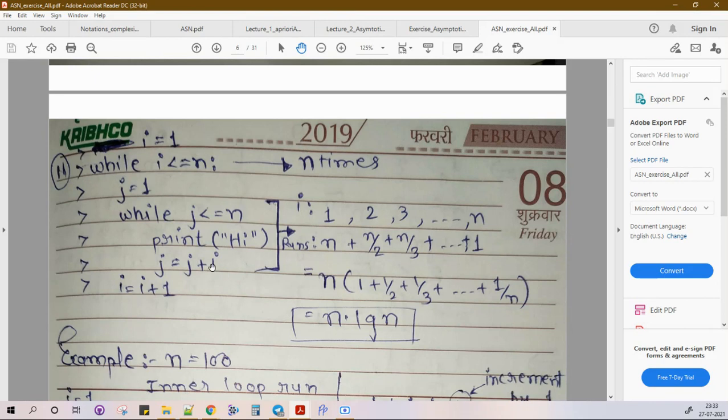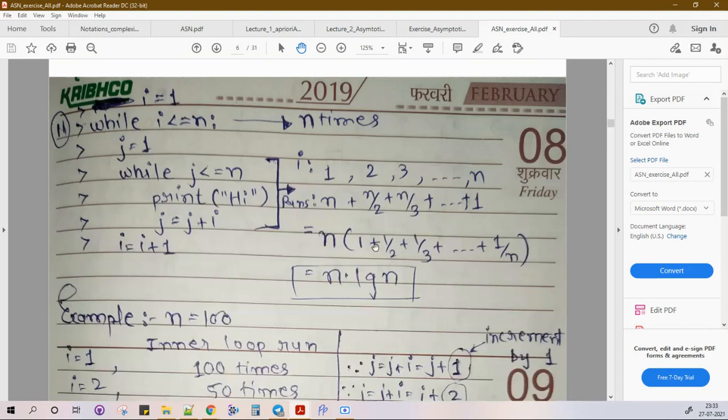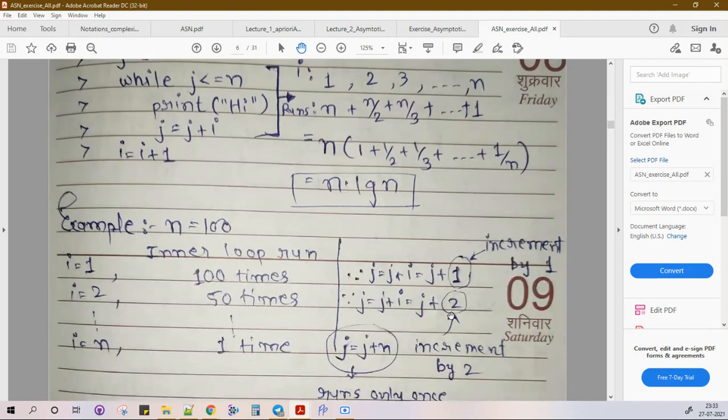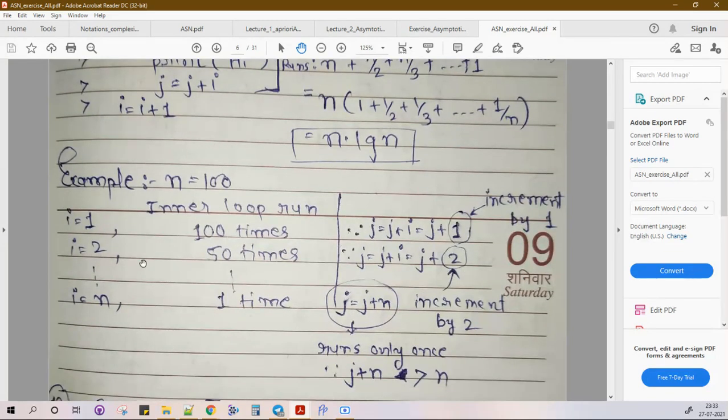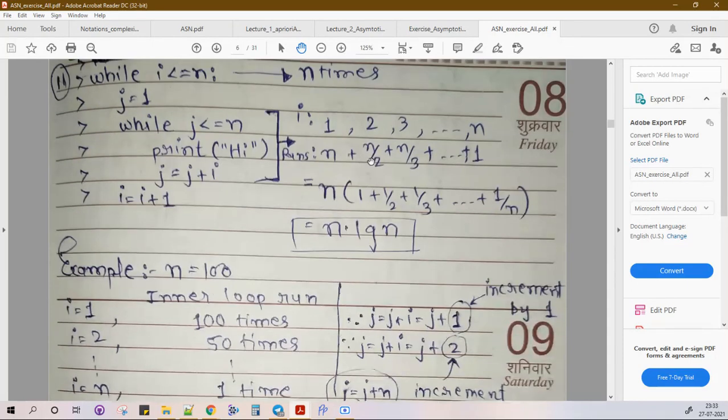When i equal to 2, in the next loop, this loop will run for n by 2 time. If you take the example, j is increasing by 2, right? So j would be 1, then 3, then 5, 7. So it will run for just 50 times. It is nothing but n by 2, right? When i equal to 3, it will run for n by 3. And when i equal to n, then what will happen? It will just run for 1 time. Correct?